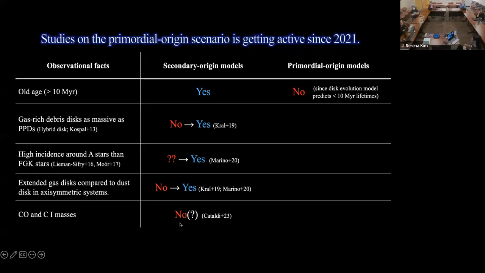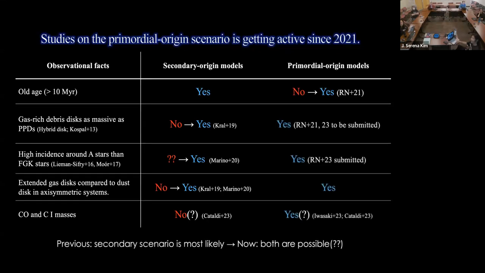Now it seems like secondary models are struggling with over-prediction of atomic carbon mass. And later in 2021, I came up with an idea to extend the disk lifetime. After that, follow-up studies have shown that these observational characteristics can be explained in the framework of the primordial origin scenario. So previously, the secondary origin scenario was the most likely and only possible scenario to explain gas-rich debris disks, but now the thought is changing, like both scenarios may be possible.